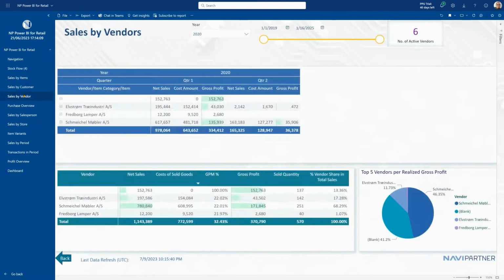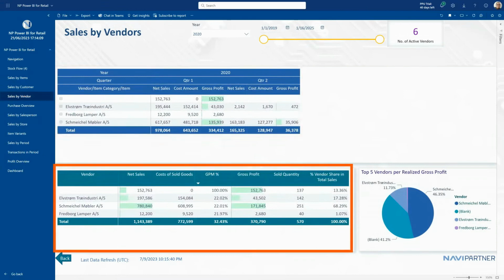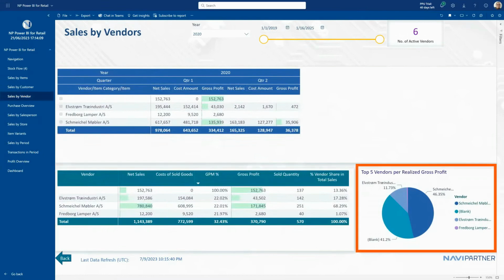On the Sales by Vendor page, you can analyze sales, costs, and profit by vendors and sold items in a period. The period can be defined as a year, quarter, or month. In the second table, you can see net sales, costs, gross profit, and calculated gross margin, as well as sold quantity and share in sold goods per vendor. The pie chart in the bottom right corner will inform you of your top vendors per realized gross profit.